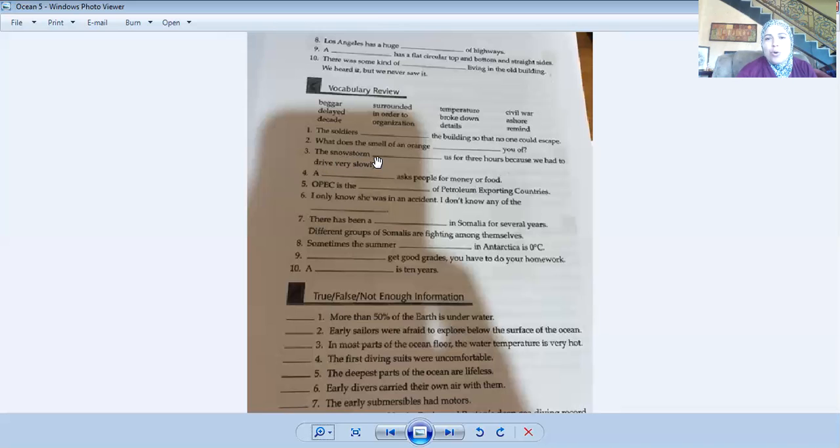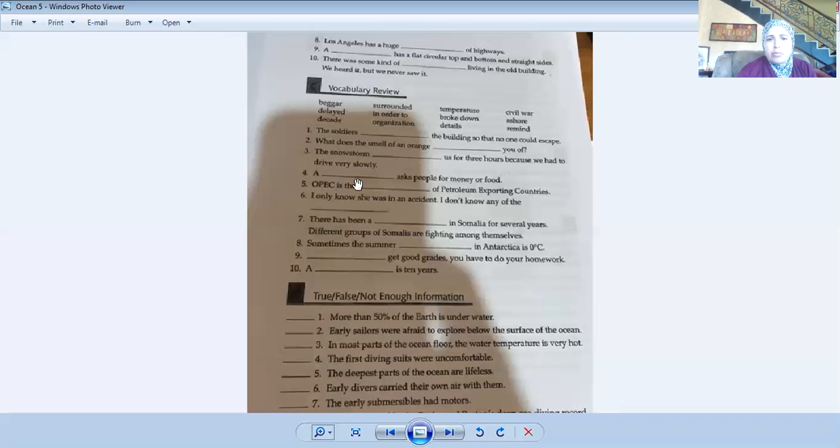The snowstorm delayed us for 3 hours, I'm sorry, because we had to drive very slowly. Yeah, it happened to me before. Once I had to drive in a snowstorm and I was walking on eggshells until I got home, you know. It would usually take me like 20 minutes to get home. On that day, it took me more than an hour because of the snowstorm. There was ice on the road. It was slippery, and I wanted to get home safe.